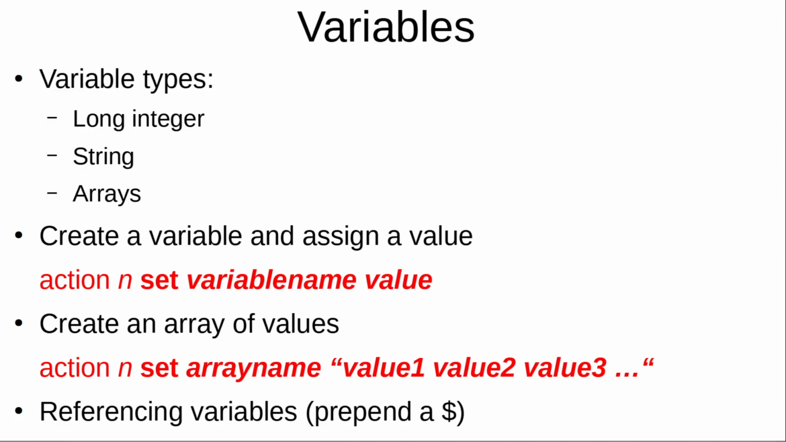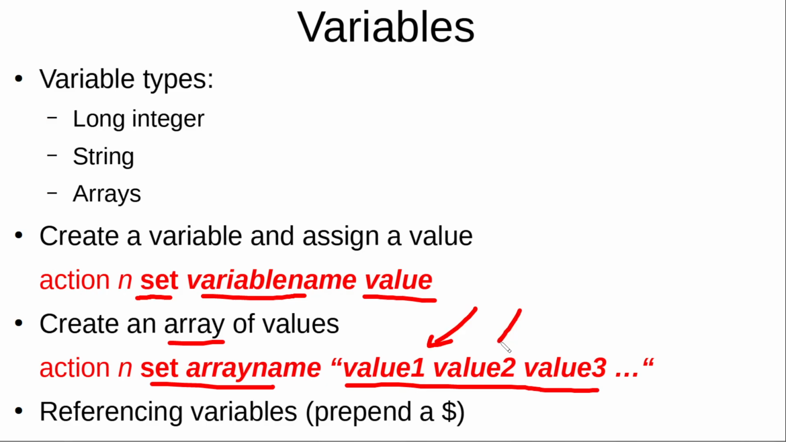EEM as a language supports three variable types: long integers, strings, and arrays. In order to create a variable, we issue the action set with the variable name and the actual value. For creating an array, we use basically the same structure, indicating the different values that correspond to the array. Remember that in order to reference a variable, we have to use the $ sign.